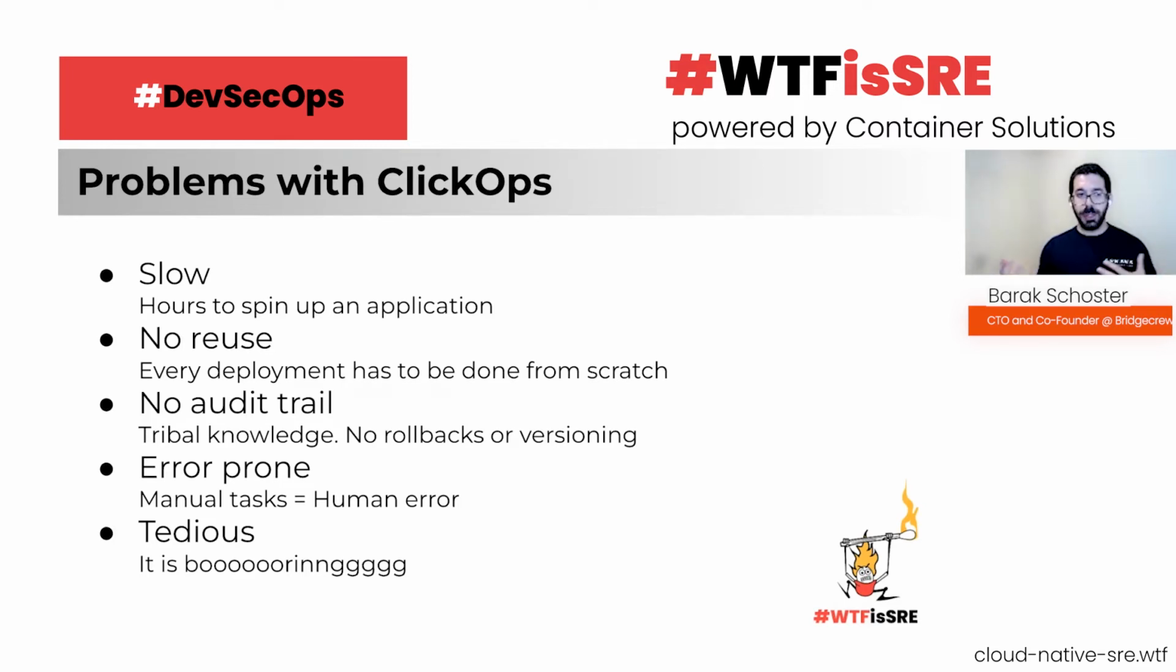There is really no reuse. Every deployment has to be done from scratch. So if I want to expand from one EC2 to multiple ones, I have to redo a lot of that work. There is no real audit trail outside of the logs of who did that action if I use the service account. And there is really a lot of tribal knowledge in those actions.